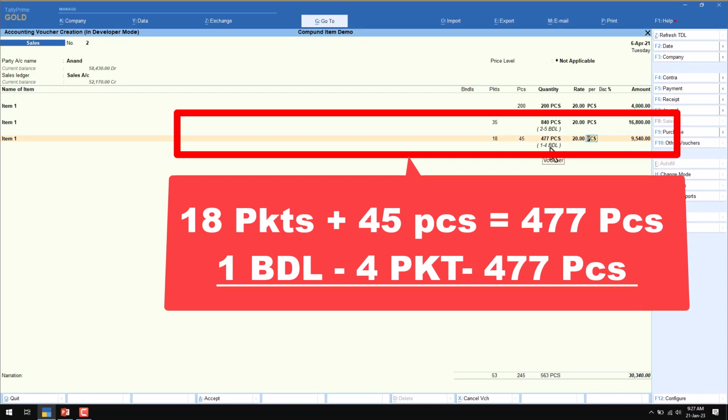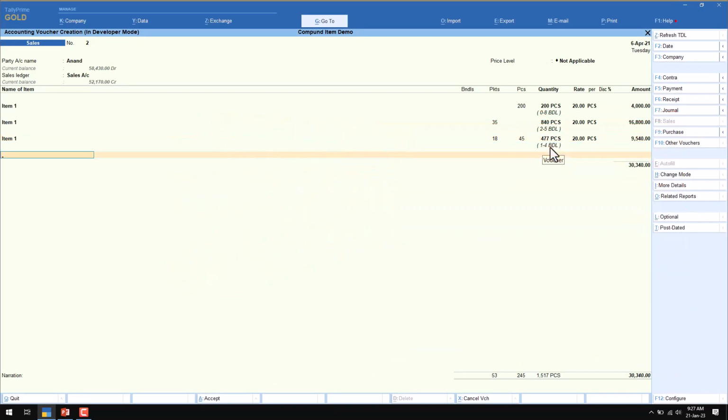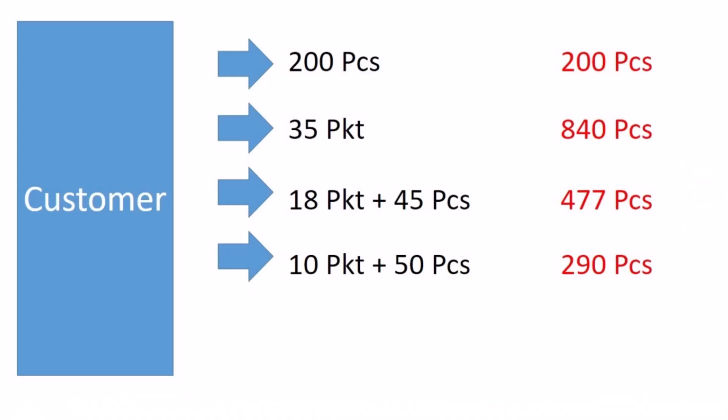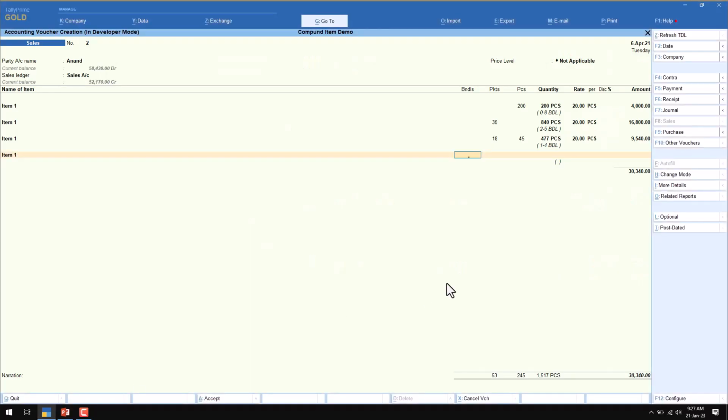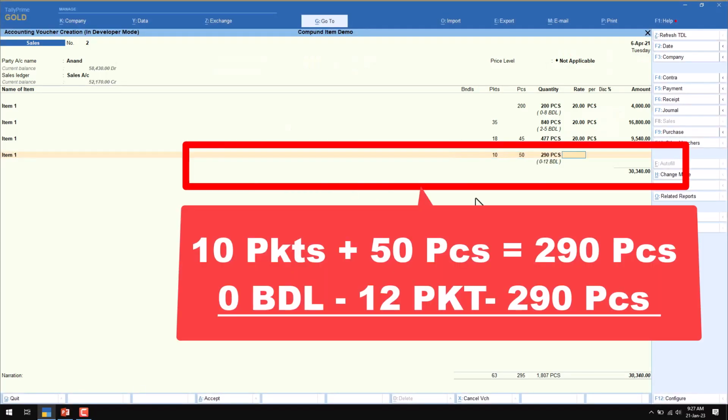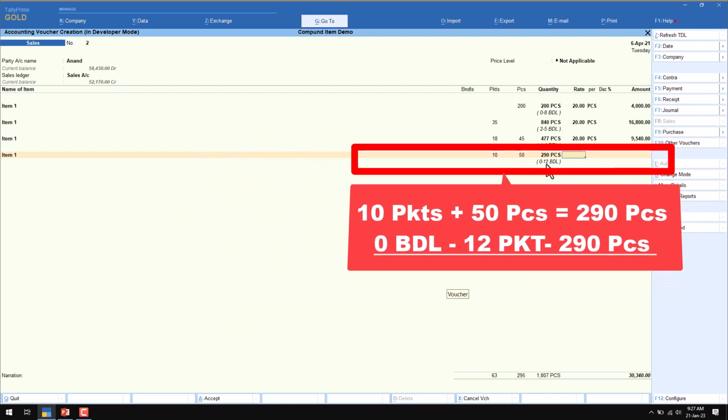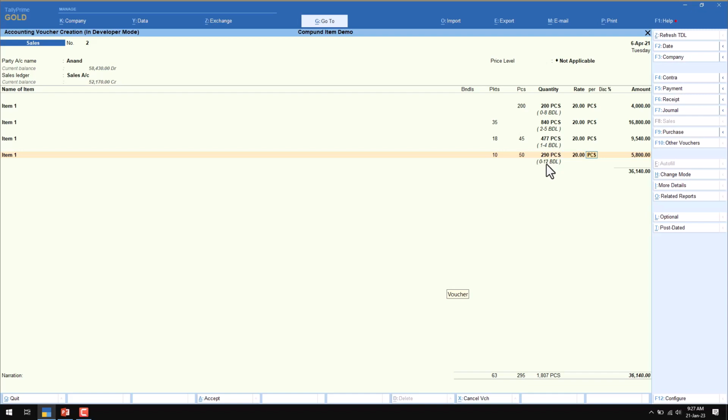Now we enter here. Another scenario is a combination of 10 packets and 50 pieces. So 10 packets and 50 pieces. Above that, 18 packets and 45 pieces converts into 477, which is 1 bundle and 4 packets, and here below, 10 packets and 50 pieces is 0 bundles and 12 packets. Now it has a rate of 20 rupees.